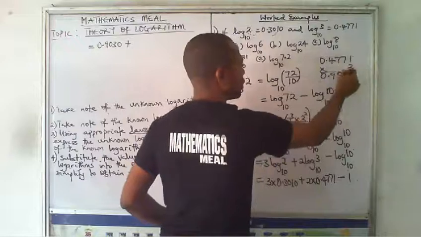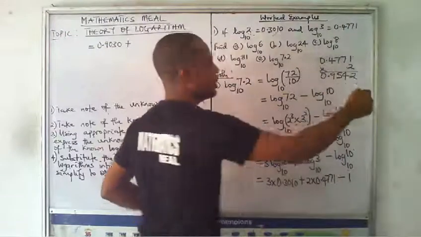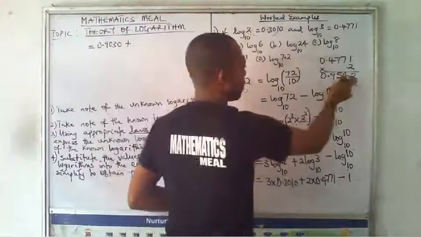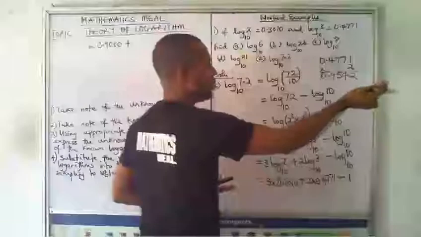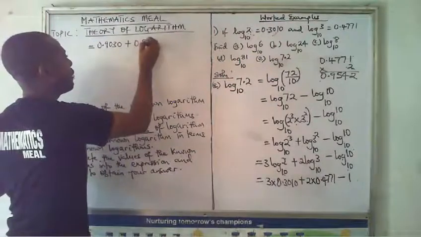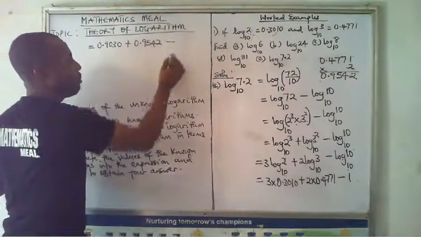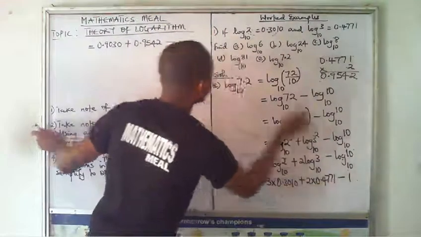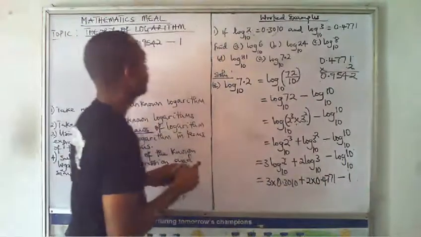2 times this is 14. Write 4, take 1. 2 times this is 14, which becomes 5. Take 1. 2 times 4 is 8 plus 1, to give us this. So we have 0.9542 minus 1.